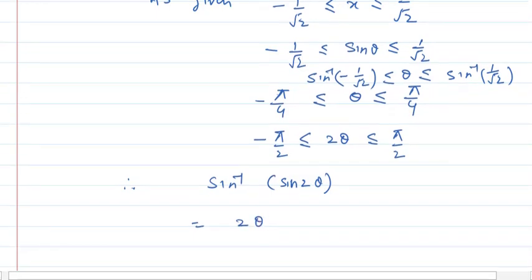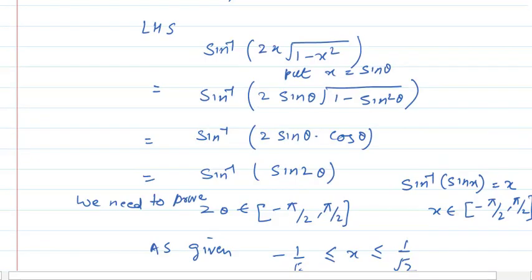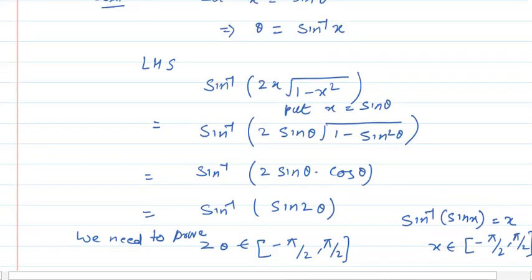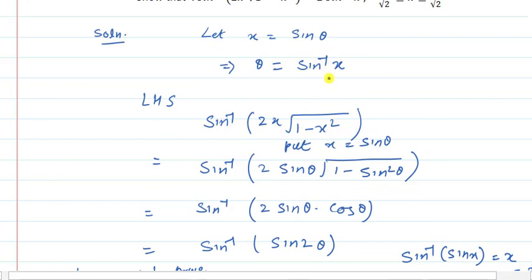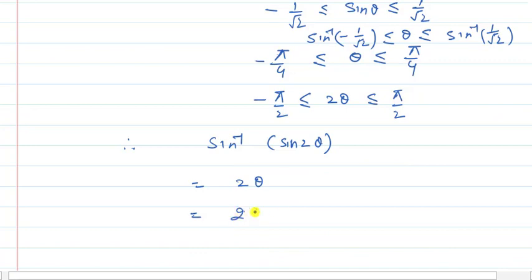And now let us replace the value of theta with the original one, because we have put x as sine theta. Let me show you. We have put over here x as sine theta, so theta is sine inverse x. So let us replace again this theta with sine inverse x. So the final answer that we are getting is 2 sine inverse x, which is the right hand side of the solution. In this way, we can use the properties of inverse trigonometric functions in other problems also.